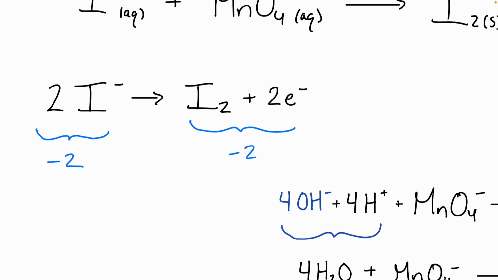So then is this the oxidation or the reduction half reaction? Oxidation. This is the oxidation. Right, so notice oxidation's losing electrons. So oxidation means that electrons are on the product side.